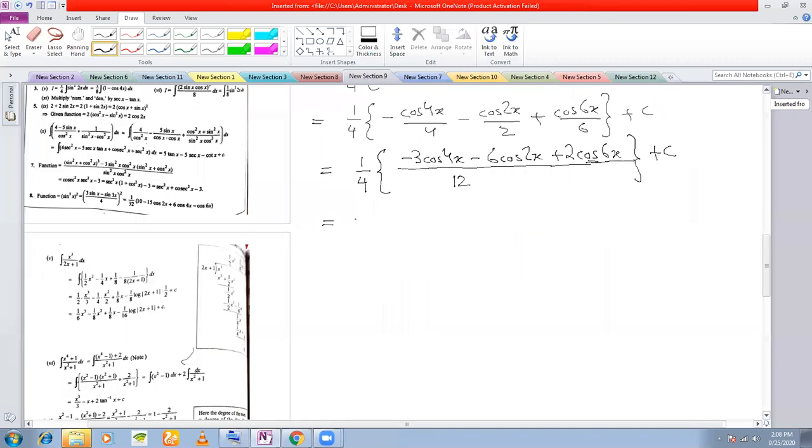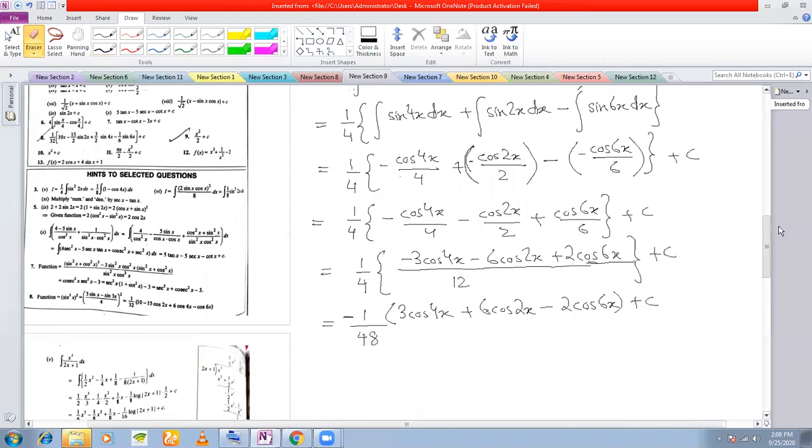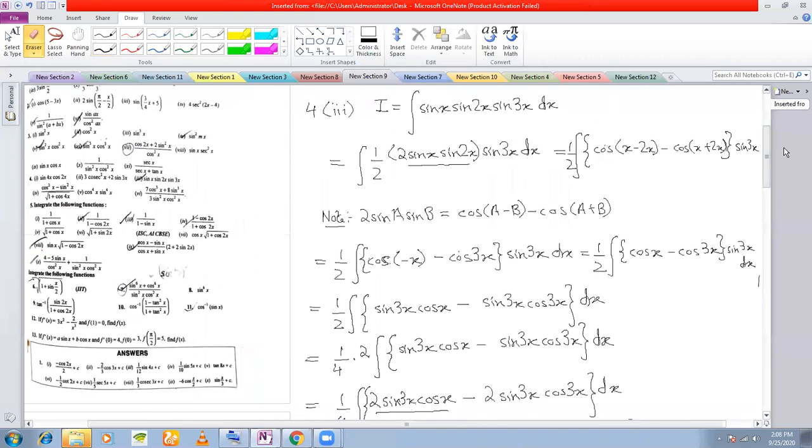So next one is, you can multiply this by 12 into 4 is 48. You can take the minus out also. You will get 3 cos 4x plus 6 cos 2x, and this plus will become a minus, plus c. This is your answer. So this is how you're going to do this sum. So all the varieties I have covered.